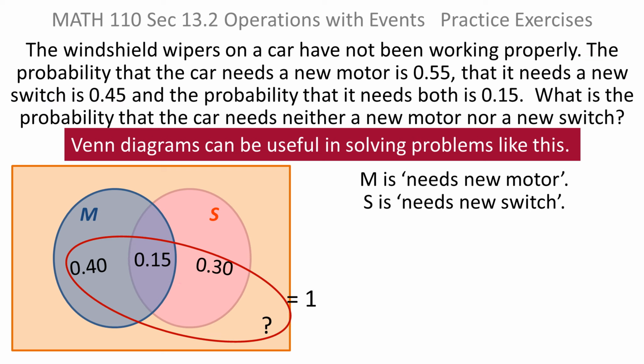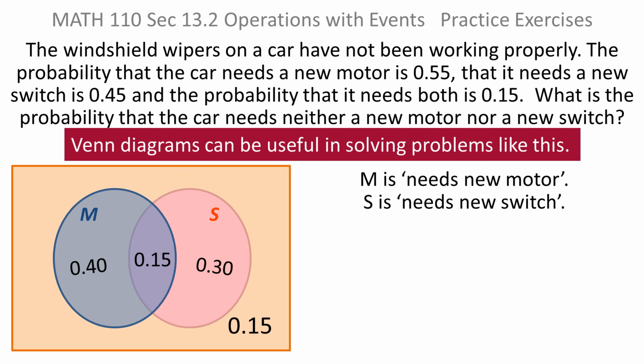Now, I know that the entire set of probabilities of everything possible has to add up to 1, so whatever it takes to finish adding these three numbers up to 1 is the probability of neither. And it turns out that that has to be 0.15. If you add up 0.15, 0.30, 0.15, and 0.40, add up those four numbers, you get 1.